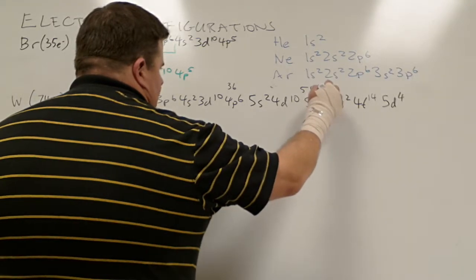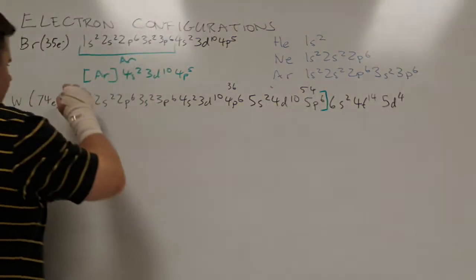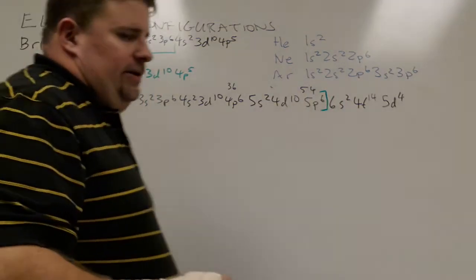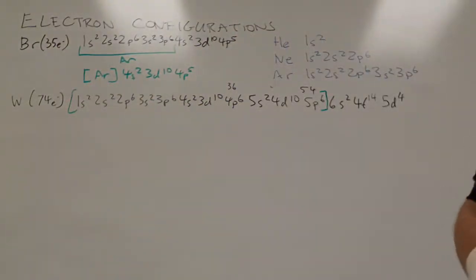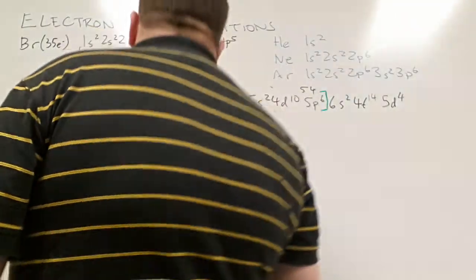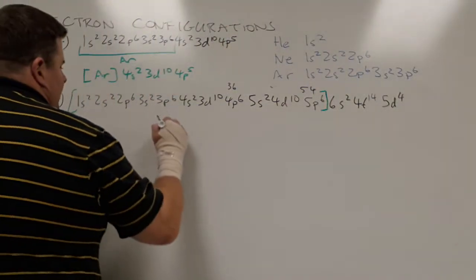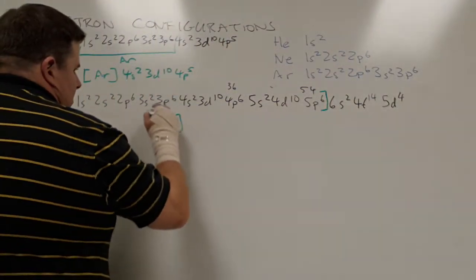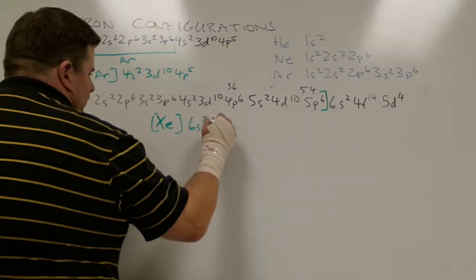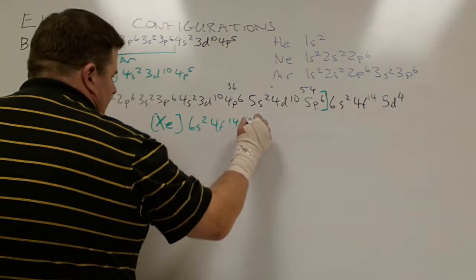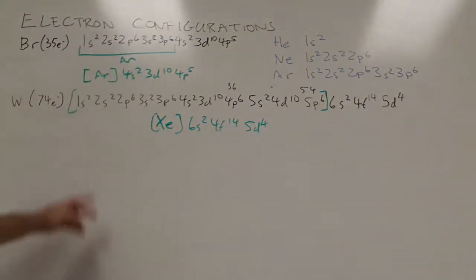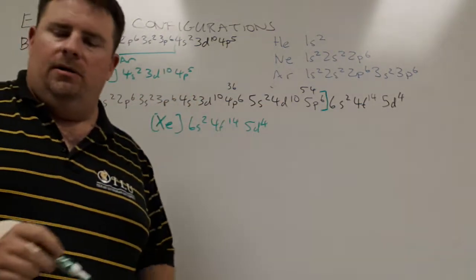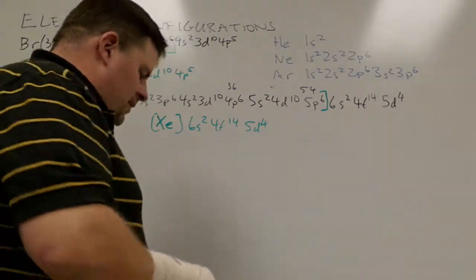And what I'll do is look at this, and if you look at 54 on the periodic table, you find out that that is xenon, Xe. So my shortcut would be this: Xe 6s2 4f14 5d4. Okay, and that's an acceptable shortcut. You don't have to write this entire thing out.